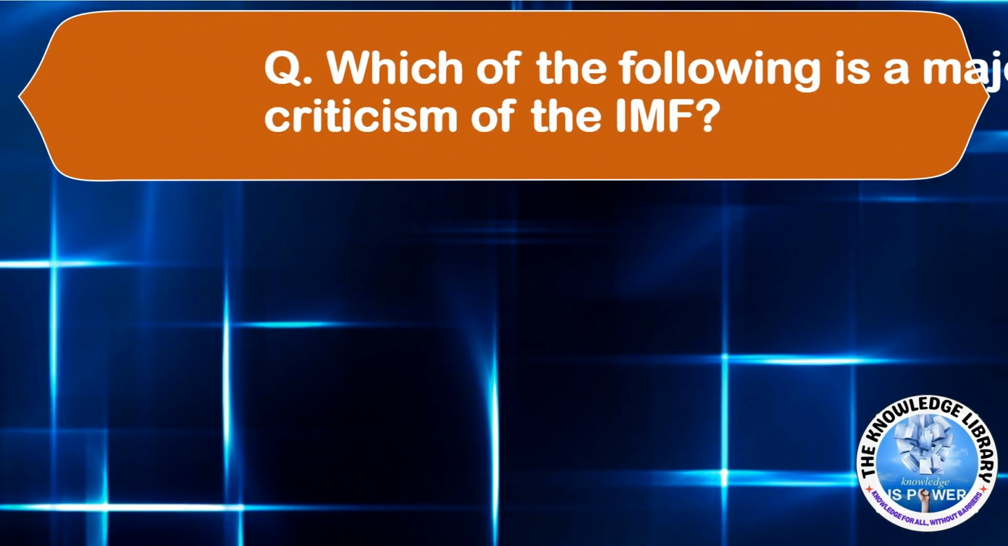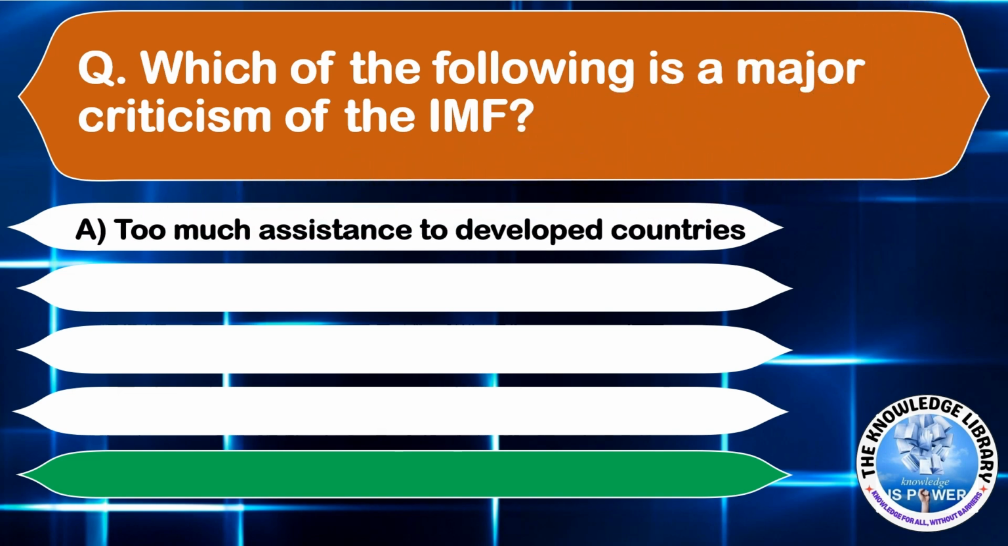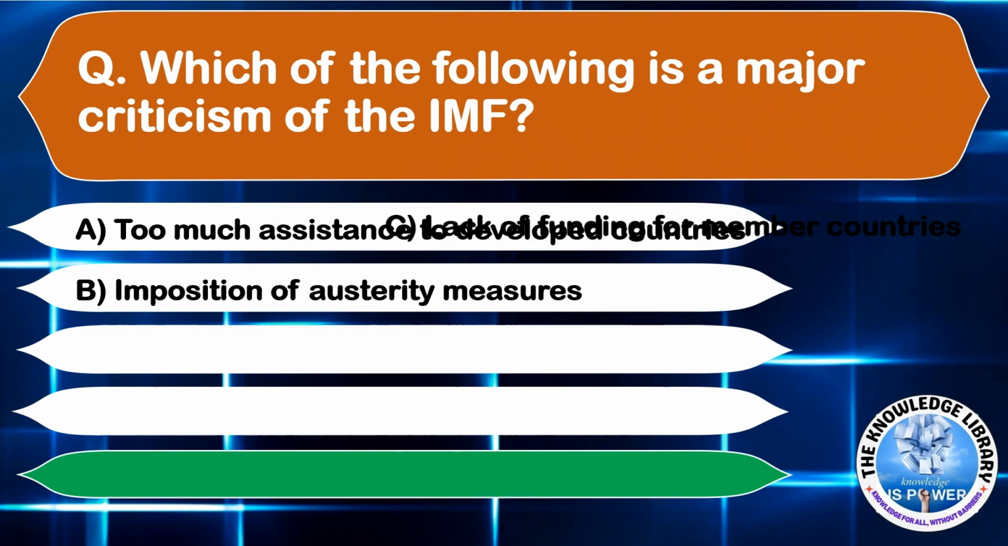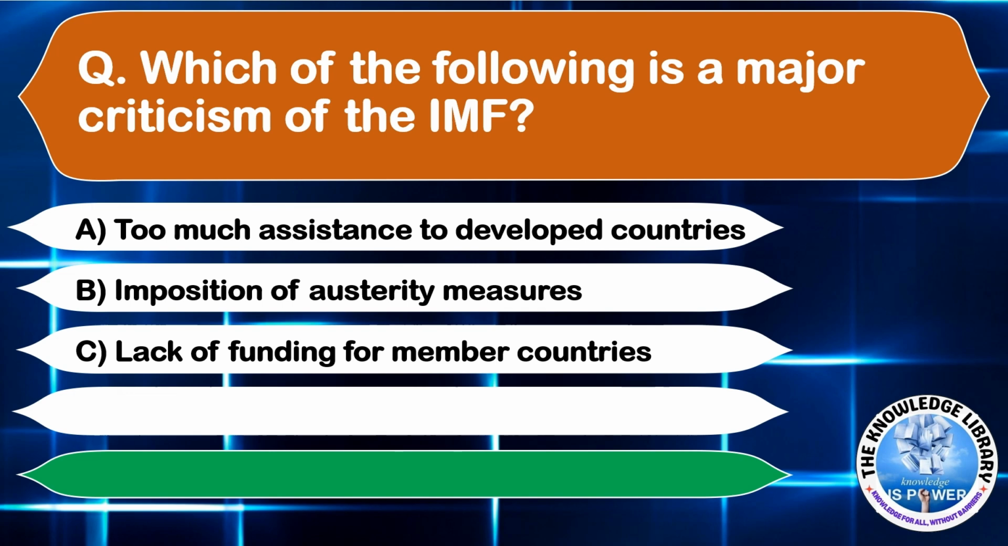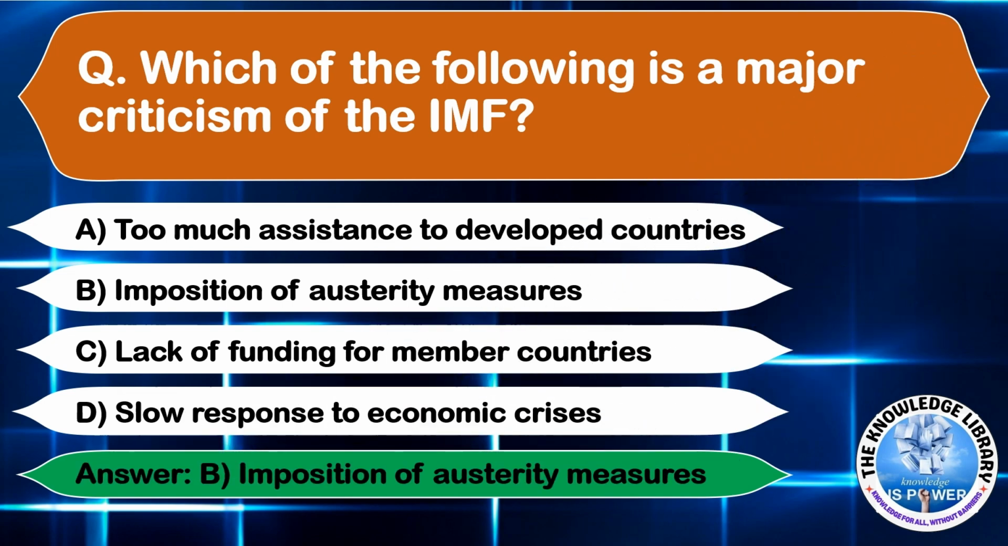Next question is, which of the following is a major criticism of the IMF? Option A, too much assistance to developed countries. Option B, imposition of austerity measures. Option C, lack of funding for member countries. Option D, slow response to economic crisis. Answer is option B, imposition of austerity measures.